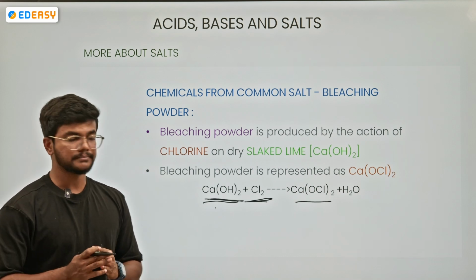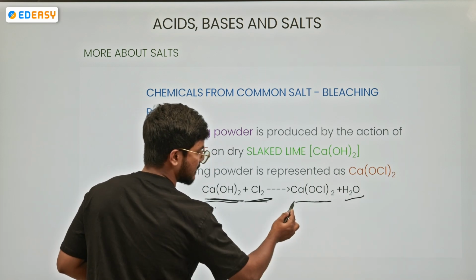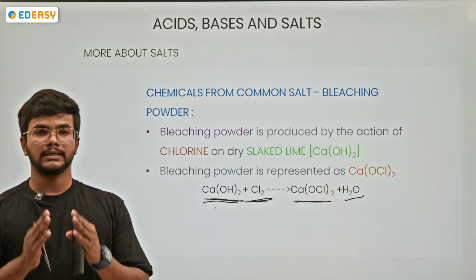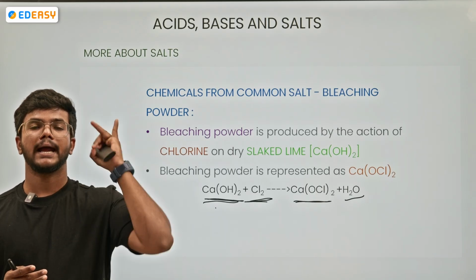CaOCl2, taken twice, and also H2O. Okay, this is the formula of the bleaching powder. So bleaching powder can be produced with the help of calcium hydroxide and chlorine gas.